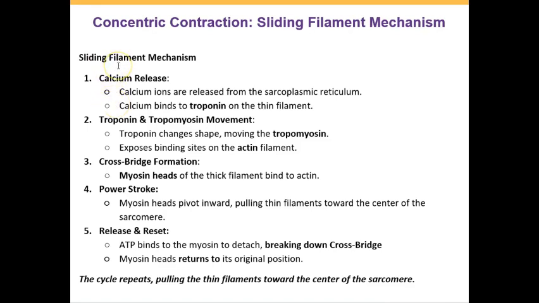For the sliding filament mechanism, to initiate this mechanism, we need the calcium release. Calcium is an important ion, without which there is no way that the muscle can be contracted. So calcium ions are going to be released into the cytoplasm of the muscle cell from the organelle called sarcoplasmic reticulum. We learned before that sarcoplasmic reticulum is the modified smooth endoplasmic reticulum in the muscle cell, which is responsible for storing and releasing the calcium ion.